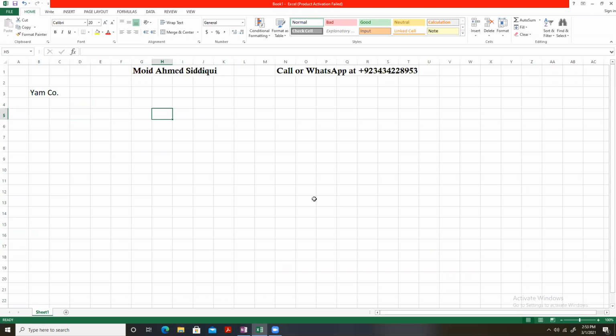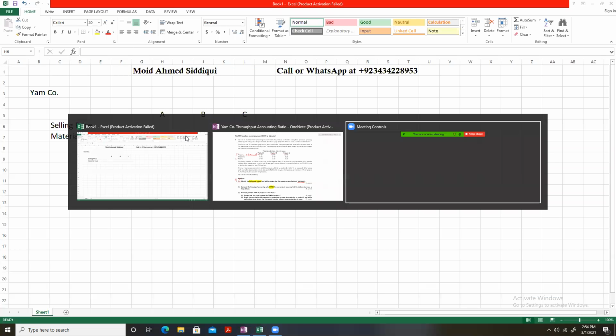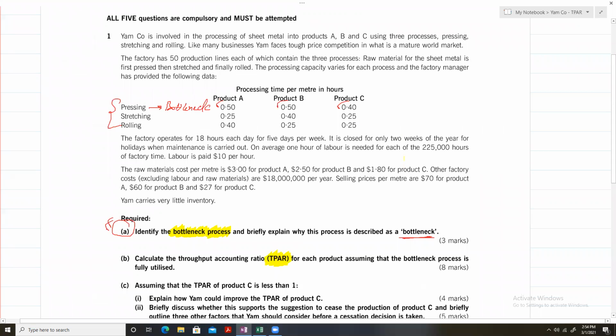Okay, now first we have product A, then B, and then C. So how do we calculate the throughput? We take the selling price and we deduct the material cost to get the throughput. As you can see here, it is mentioned in the question that the selling price for A is $3.